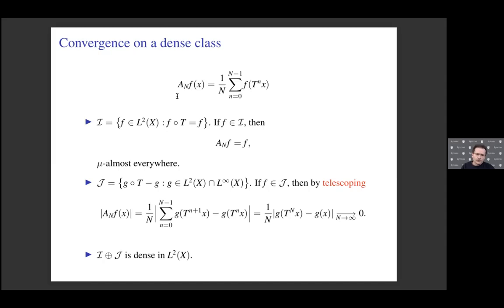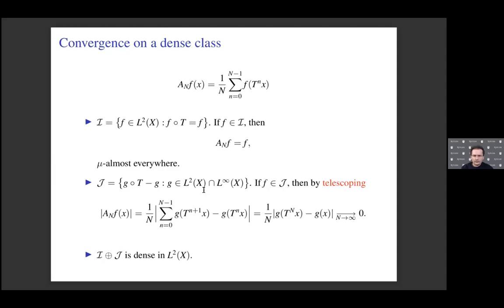And now we see that if we restrict our averaging operator to the set I, then this is the identity operator. So therefore we have almost everywhere convergence in this case. And now we have to understand the orthogonal complement in L2. One can see that the orthogonal complement to the space I is the L2 closure of the set J, which consists of functions g composed with T minus g, whenever g is a bounded square integrable function.